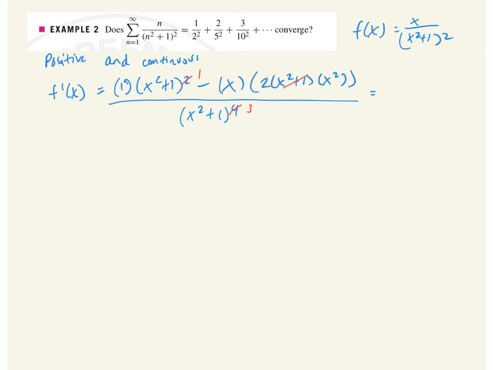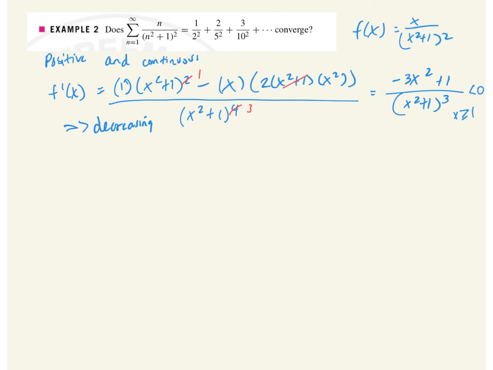All right, so when we combine like terms here, it will go to negative 3x squared plus 1 over x squared plus 1 cubed. Okay, so for values greater than or equal to 1, the denominator will remain positive, but the numerator is negative. So this is less than 0 when x is greater than or equal to 1. So if the derivative is negative, then the function is decreasing. And again, this is all just background work so that we can use our integral test.